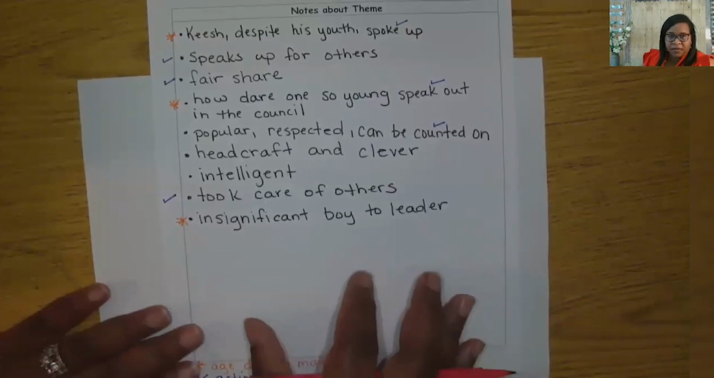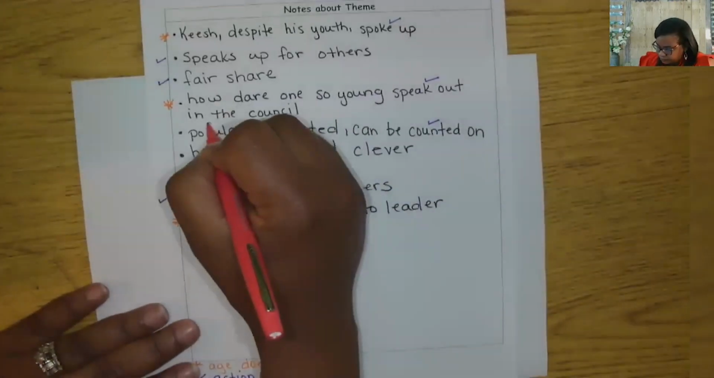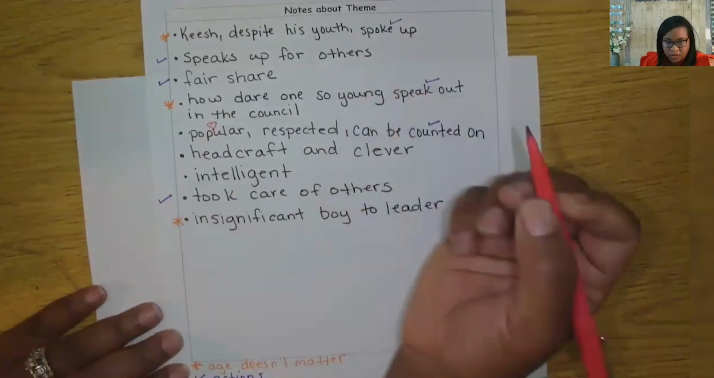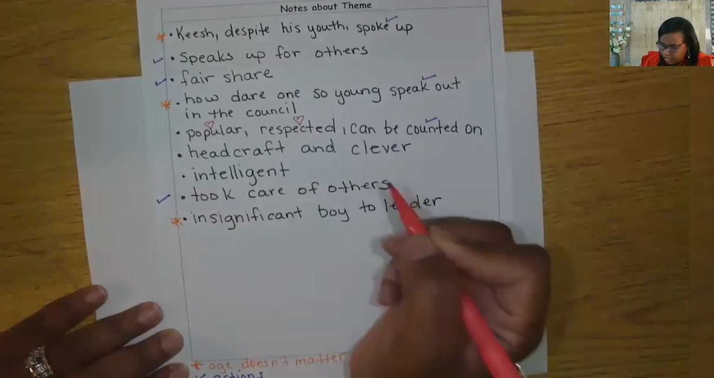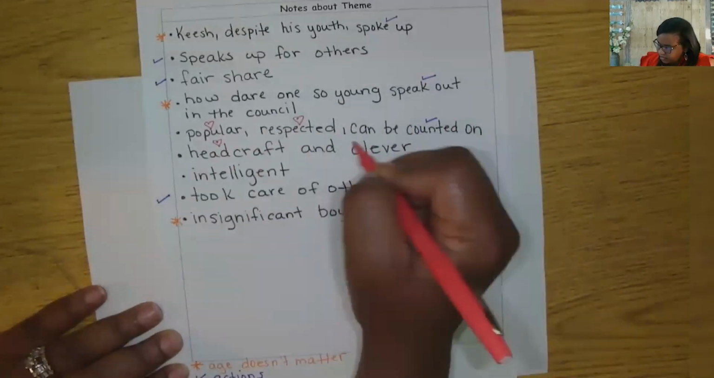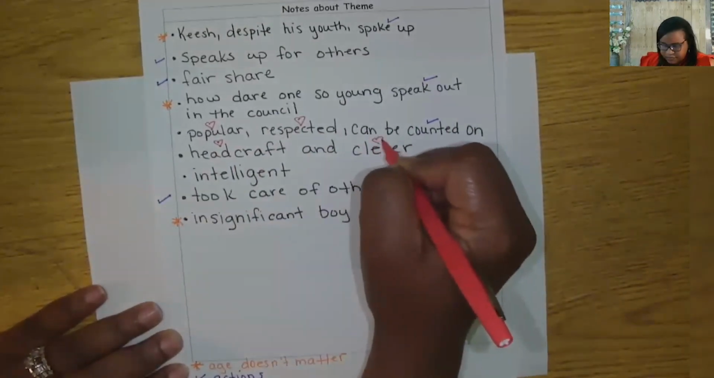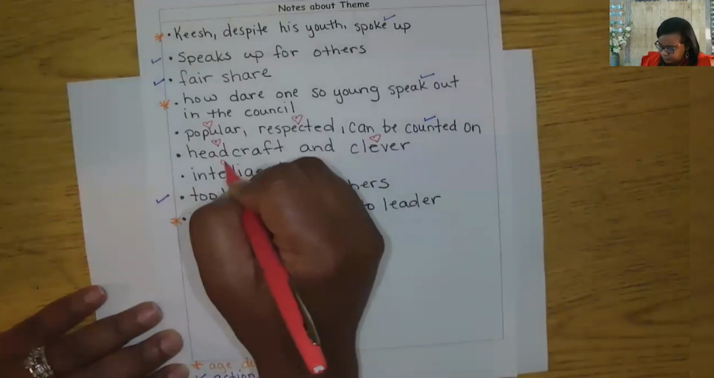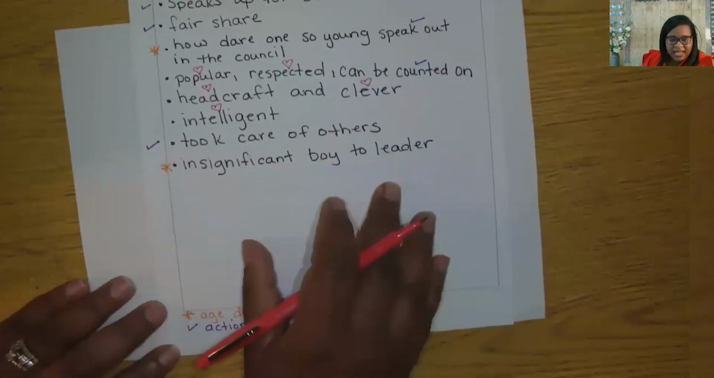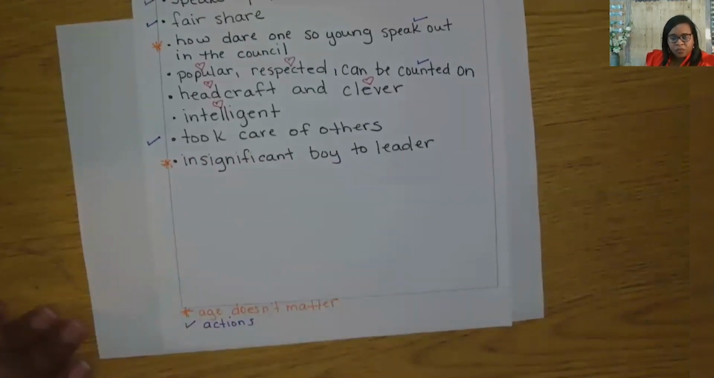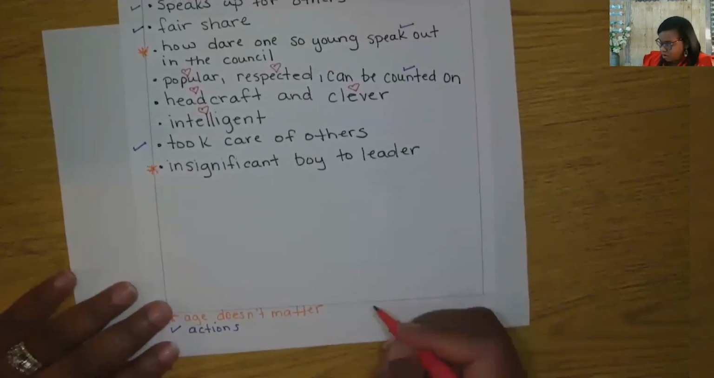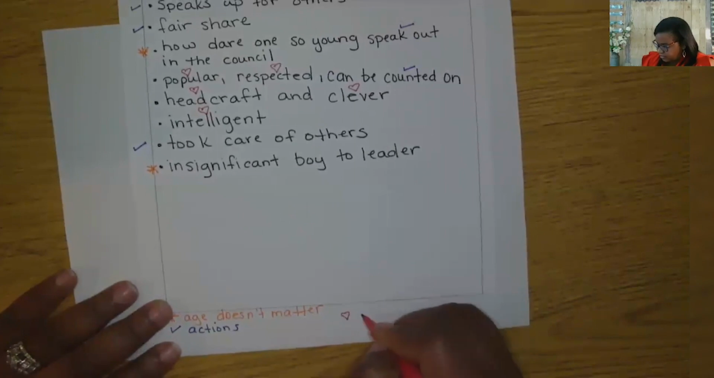I'm going to place a heart above popular, respected, headcraft, clever, and intelligent. Take a look at our key. We have pulled some big ideas about leadership. And I forgot to add our heart for traits.